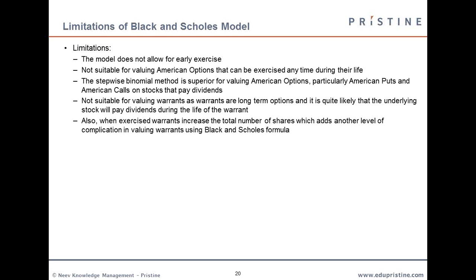Binomial method is superior when it comes to American options, particularly American puts and American calls that pay dividends. In case of dividends, it becomes slightly more complex, and in case of Black-Scholes, it doesn't actually allow for early exercise. It only allows for exercise on the expiration.